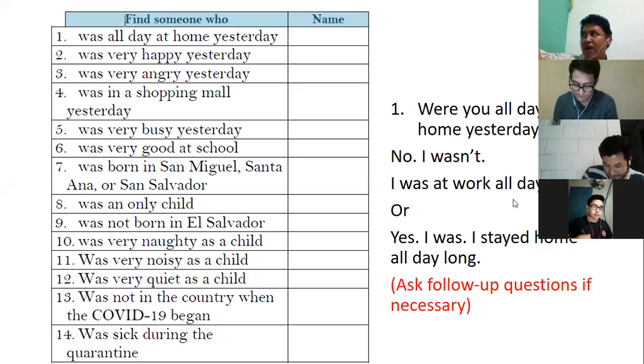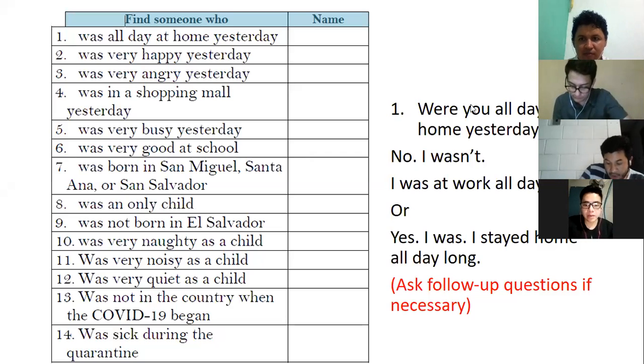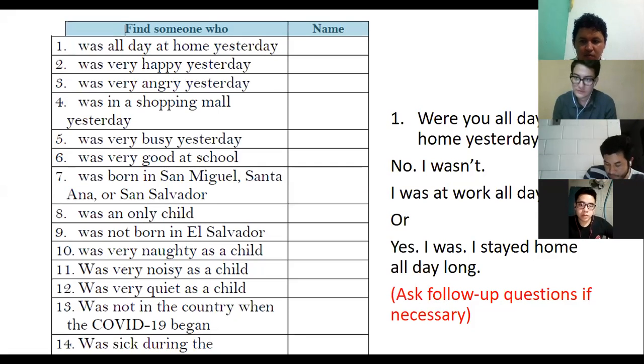All right. So we're going. I think we were in the country during the pandemic, right? Yeah, I was here. Yes, we were in the country. Only Robert Zelaya got sick, right? Yes. Only here.